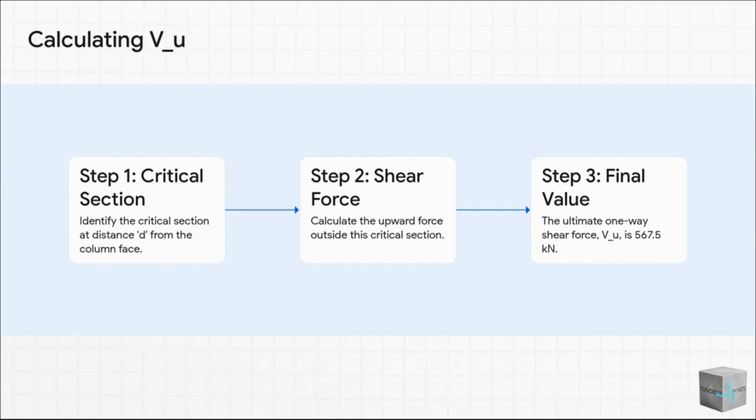We look at that critical section, 530 millimeters from the column face, and we calculate the total upward force from the soil on the part of the footing beyond that section. That calculation gives us an ultimate shear force of 567.5 kilonewtons.